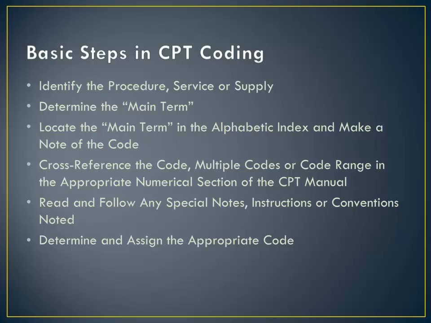The thing with CPT coding is there may be a single code, there may be multiple codes, there may be a code range. So we're going to actually jot these down from the index, and then we're going to go to the main section or the numerical section of the CPT manual, and we're going to take a look at those codes that we've selected. We're going to read and follow again any special notes, instructions, or conventions that are noted.